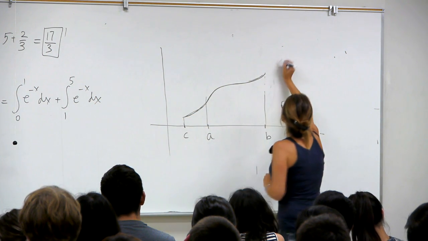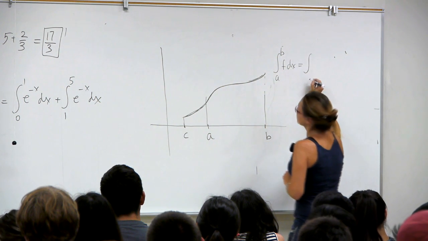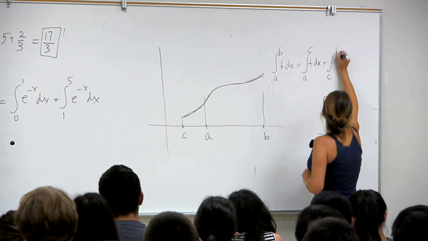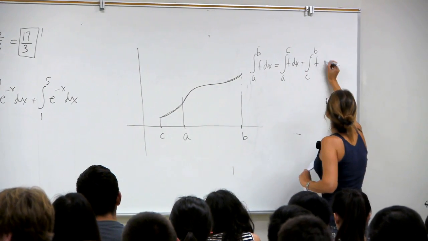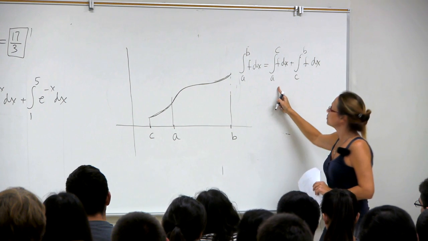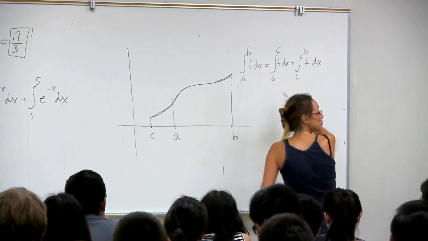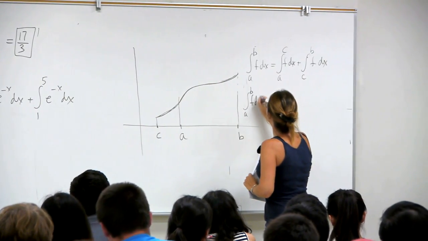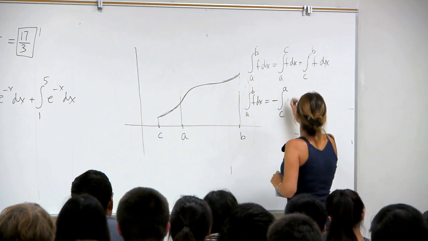Okay. So I have an integral from A to B of f dx is equal to the integral from A to C of f dx plus the integral from C to B of f dx. Now, let's simplify this. First of all, this first interval, I'm going to use this rule and flip the limits. So I get the integral from A to B of f dx is minus the integral from C to A of f dx.